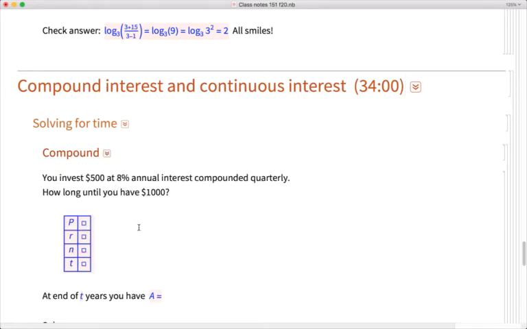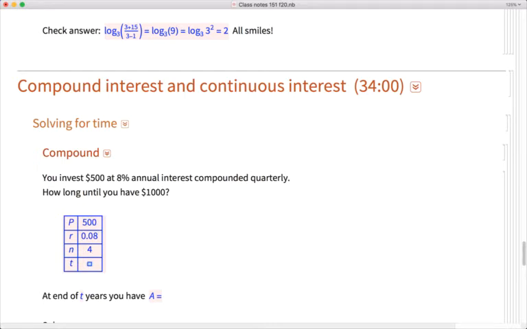So these exponential functions came up in compound and continuous interest. So let's review here. We invest $500. That's our principal. Our interest rate is 0.8, and this is compounded quarterly. That means 4 times per year. And our question here is how long until you have $1,000?